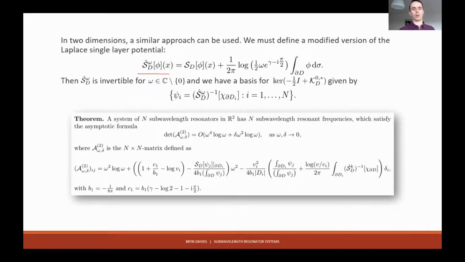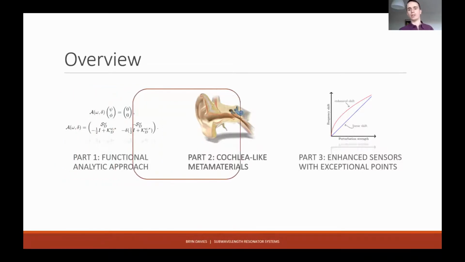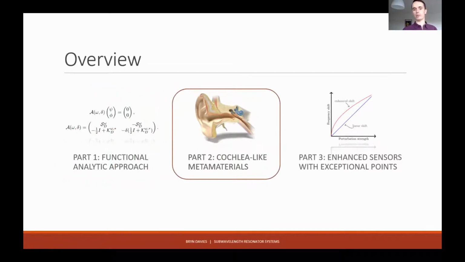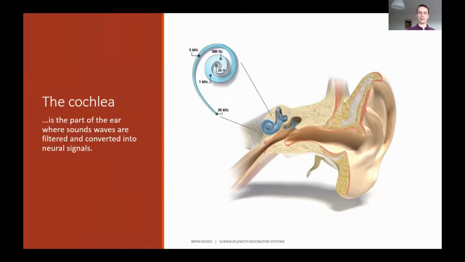Okay, so now that we've got some theory ready to use, let's turn our attention to doing some applications. The first of which is the design of cochlea-like metamaterials. So briefly some background. The cochlea is this small spiral-shaped organ located deep inside the head that's really at the center of human hearing. It's here that sounds are filtered according to frequency before being converted into neural impulses, which are then sent to the brain.